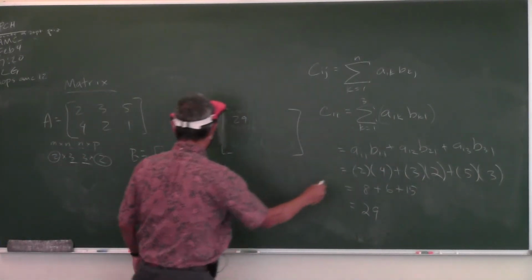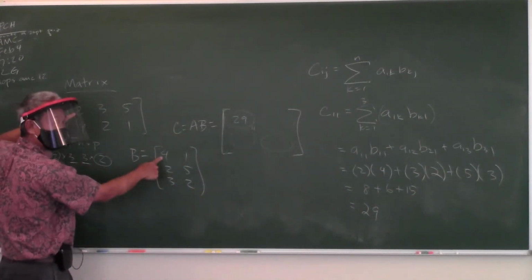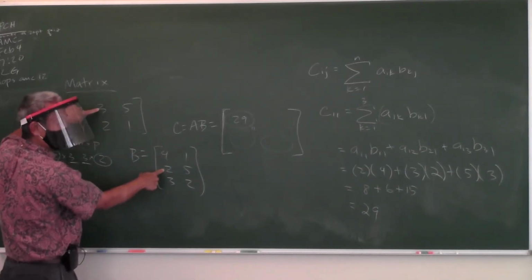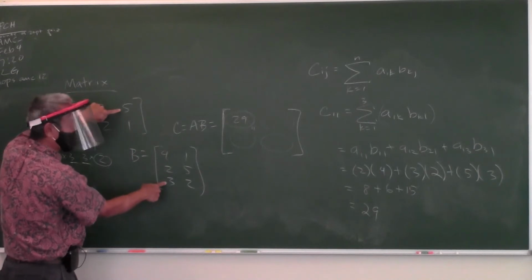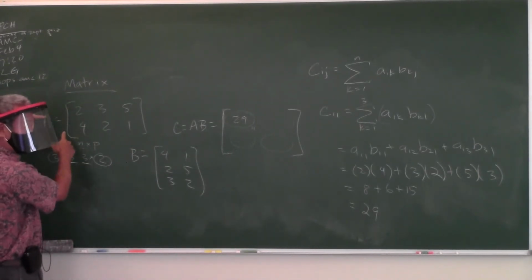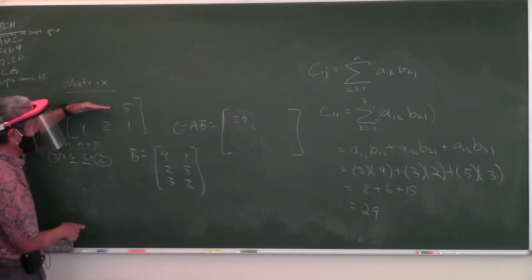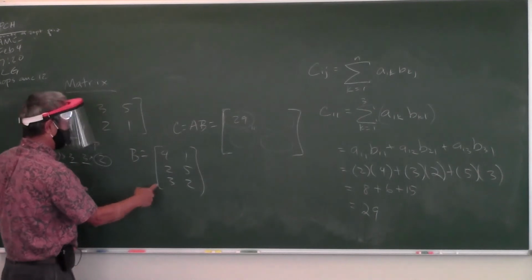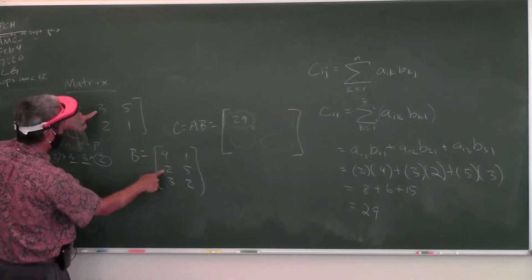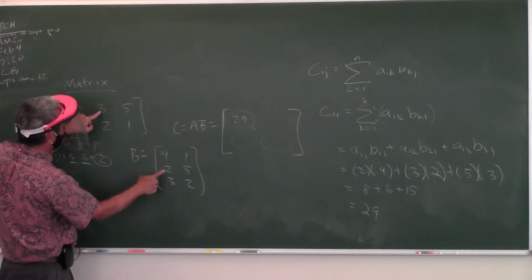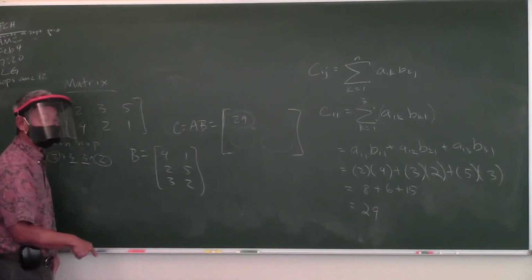A11 times B11. Wasn't that this times this? What was the next one? A12 times B21. That's this times this. And then we went this times this. So what actually happened? In the first matrix, the one on the left, you go across the row. The second matrix, you come down the column, like this. So, dunk, dunk, dunk, and you multiply those elements. See? 8 plus 6 plus 15.